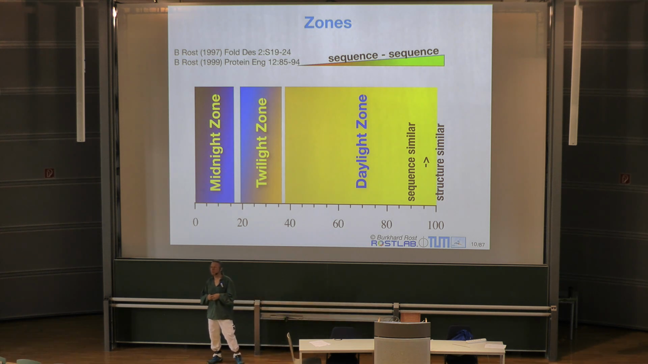Yes? What's on the x-axis here? Is that the percentage sequence identity? So this one here is supposed to be percentage sequence identity, the percentage of amino acids that are identical between two proteins. It's sort of a coarse-grained idea, and there are no clear lines here, and the numbers are not quite like that, but it gives you a rough idea.